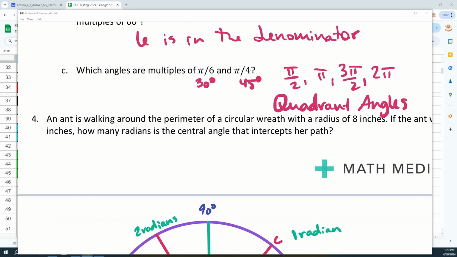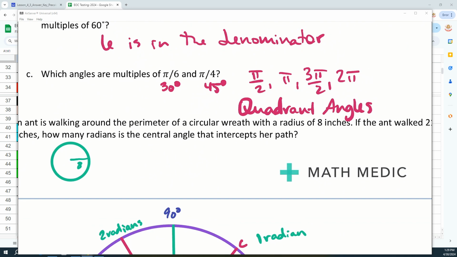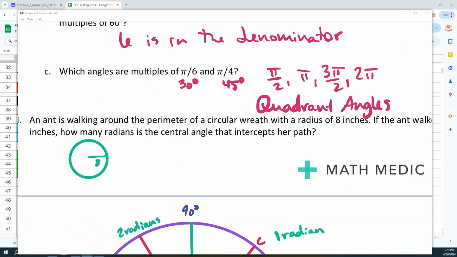Yeah. Okay. And so number 4, an ant is walking around the perimeter of a circular wreath. Let me show you how good I can draw a circle. Watch this. Isn't that beautiful? All right. And so the radius is 8 inches. If the ant walked 21 inches, that's a lot. Let's say all of this is 21 inches. How many radians is the central angle? That's supposed to be theta. Doesn't look like it.